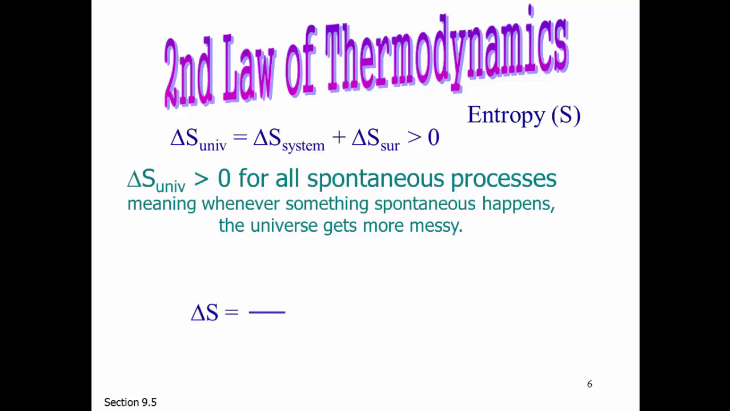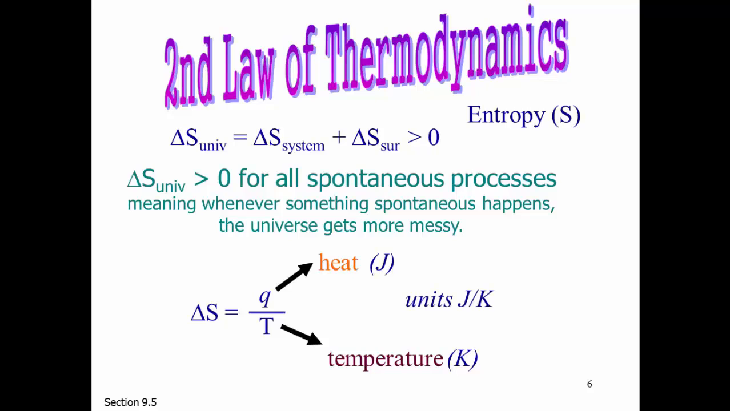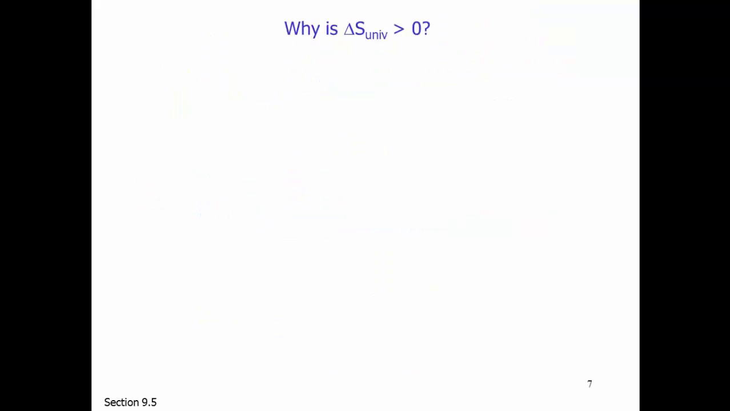Delta S can be quantified. It is heat, which is measured in joules, divided by temperature, which is measured in Kelvin. So entropy change has the units joules per Kelvin. Why is the entropy change of the universe greater than zero? More probable.